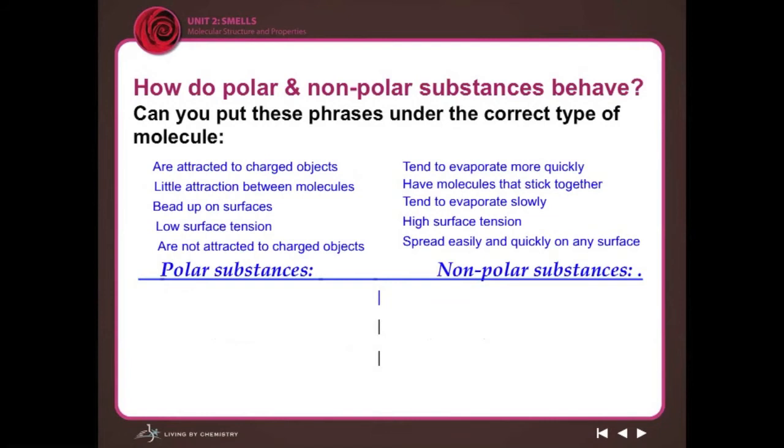Here are some behaviors of polar and nonpolar substances. Can you write these down in the column that they belong in? Can you divide up what are properties of polar and what are properties of nonpolar? Give yourself a minute to do this and start the video up again when you've got it down, and we'll check and see.